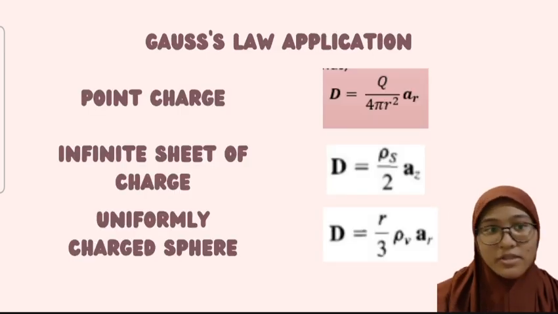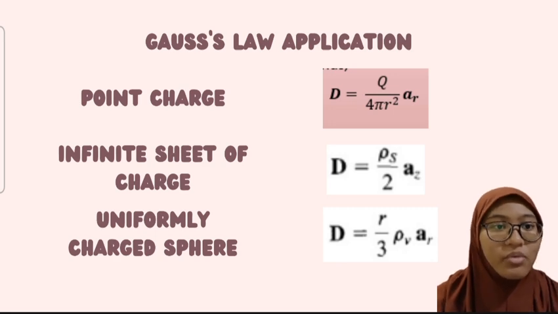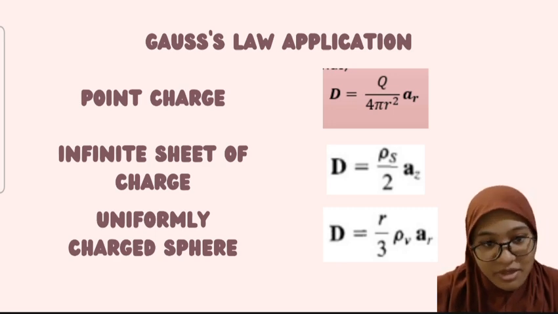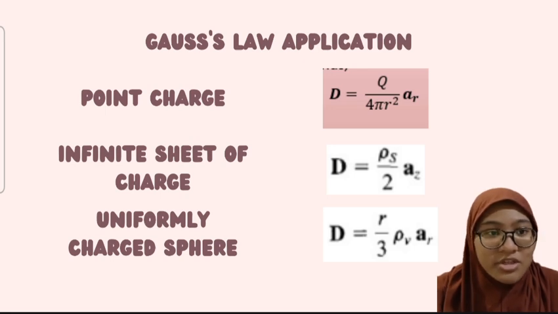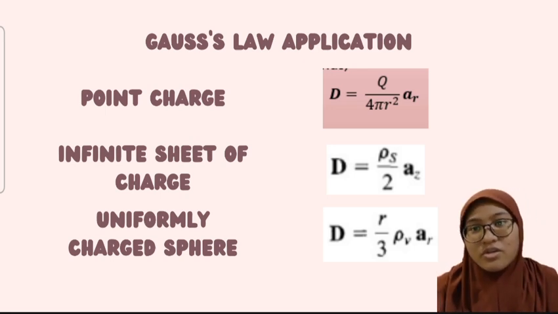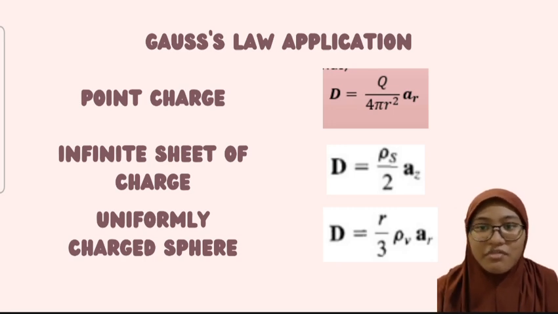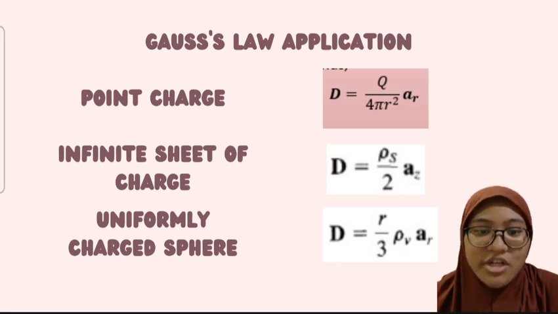So when do we apply Gauss' law? Gauss' law is applied when we know that the electric field involves symmetry. So when a symmetric charge distribution exists, we can use Gauss' law. These are the situations where we can use Gauss' law, for example, point charge, infinite sheet of charge, and uniformly charged.